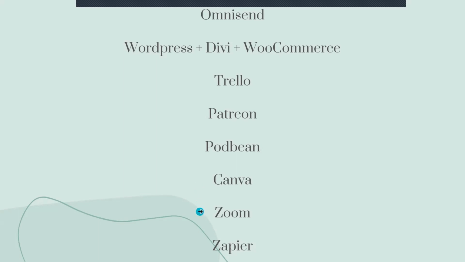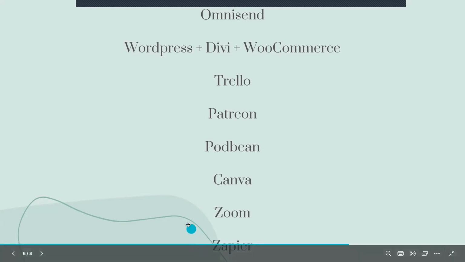Zoom for all of our podcast recordings. We do those all via Zoom. Also, our mastermind meetups are on Zoom because they're all virtual. Because like I said, my co-host, my co-founder, co-facilitator is in another country. So obviously we don't meet up in person. And then Zapier for all the same reasons that I use it for the Tech Savvy Academy.